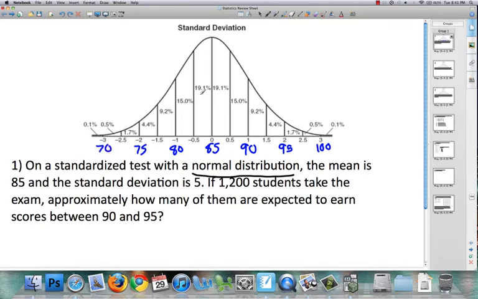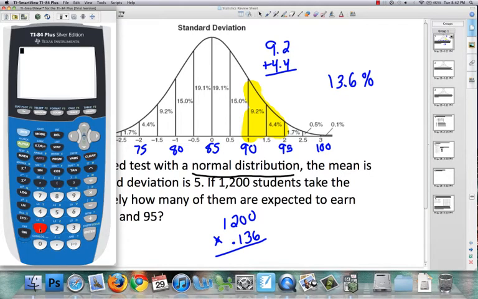So we want to know how many of them are expected to score between 90 and 95. So between 90 and 95 would be 9.2% and 4.4%. So we need to add those percentages up. 9.2 plus 4.4, that would be 13.6% expected to score between a 90 and 95. Now what we're going to need to do is take our 1,200 students and multiply by 13.6%, or 0.136.